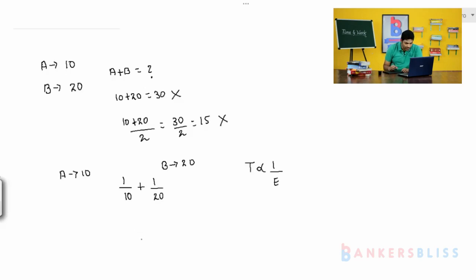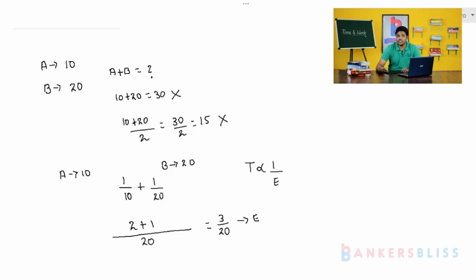So what is the LCM? 20 is the LCM. So 10 into 2 plus 20 into 1, that gives 3/20. So if both of them work together, per day they are going to complete 3/20th of the work. This is the efficiency, 3/20th of the work. Then how much time do they take to complete the task?